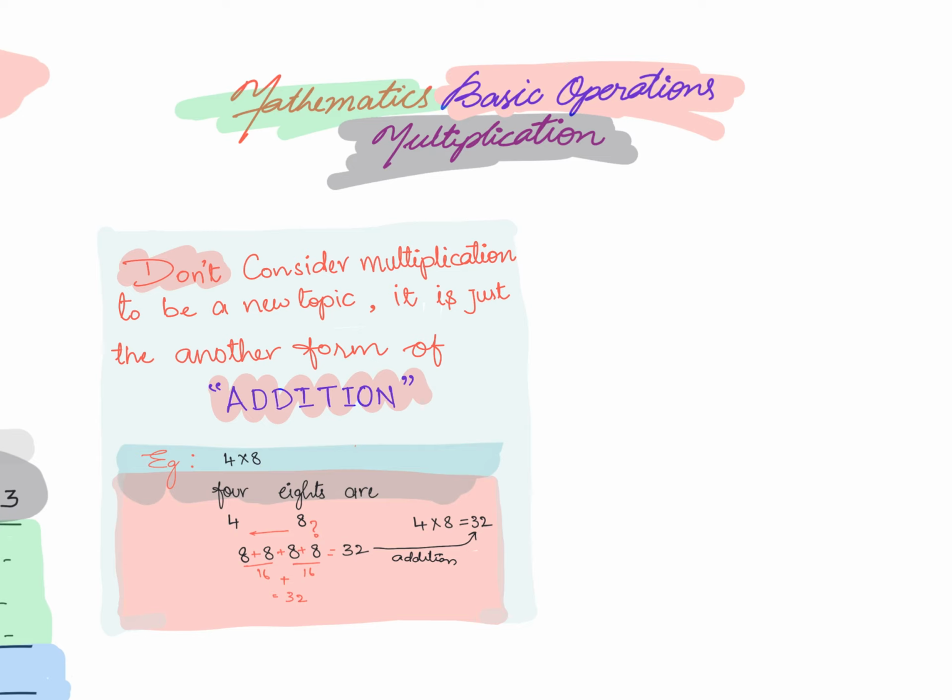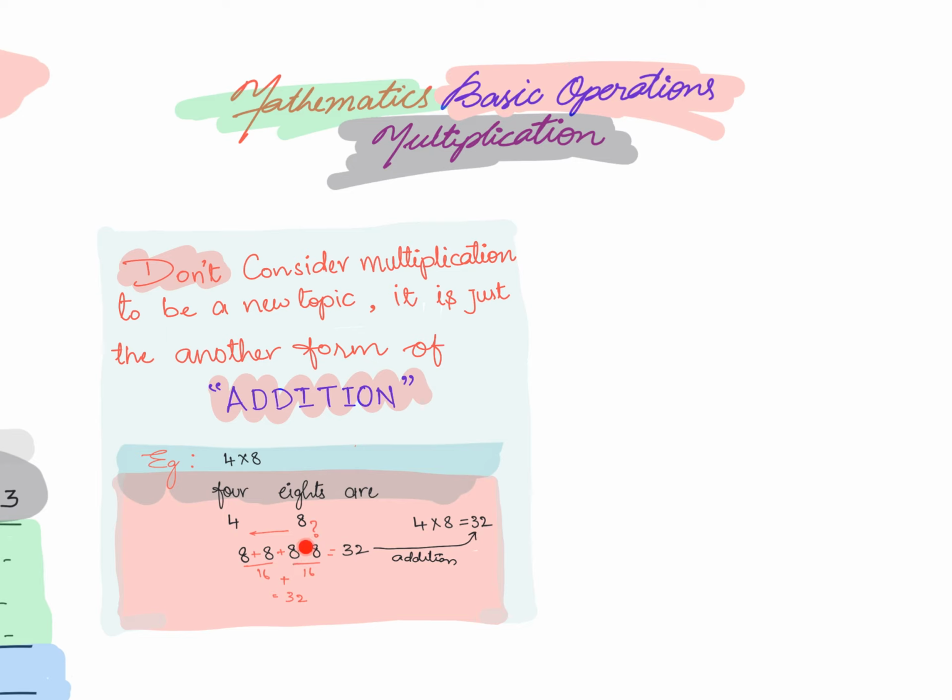Here, 4 into 8. 4 eights are... So how many eights do we need? We need eights. But how many? 4. Okay, 4 eights are. So we need 8 four times: 8 here, second one, third one, and fourth.